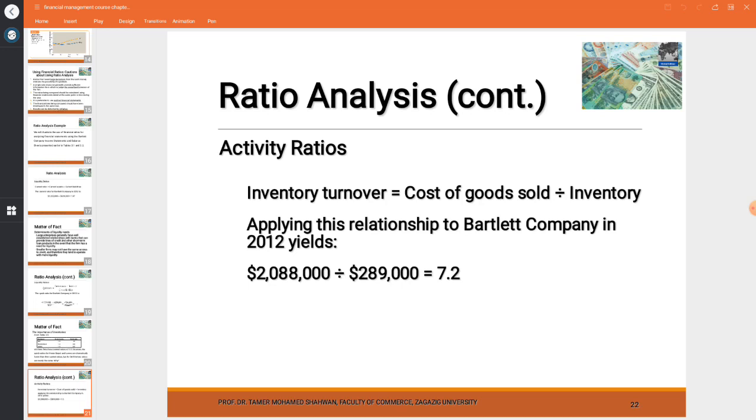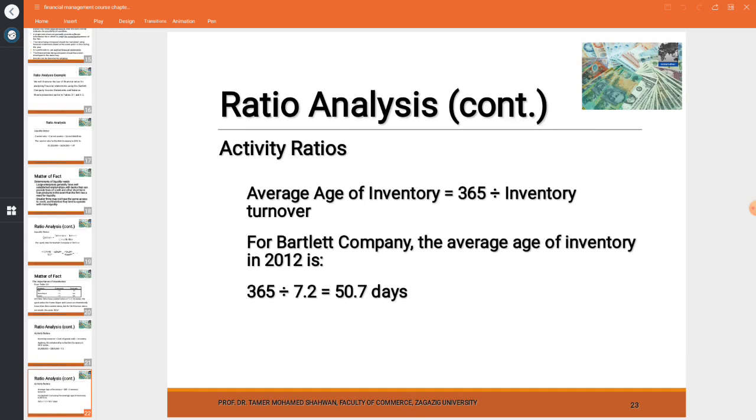But as I told you, you need to compare it with another firm or with another group of firms at the same point of time, or you would like to compare them with the industry average, or you need to compare them with the time series analysis to determine whether this is good or bad.